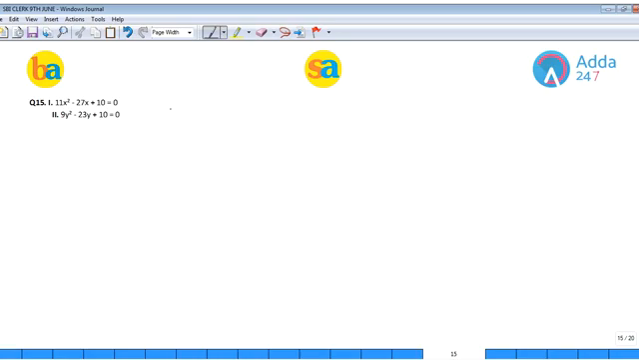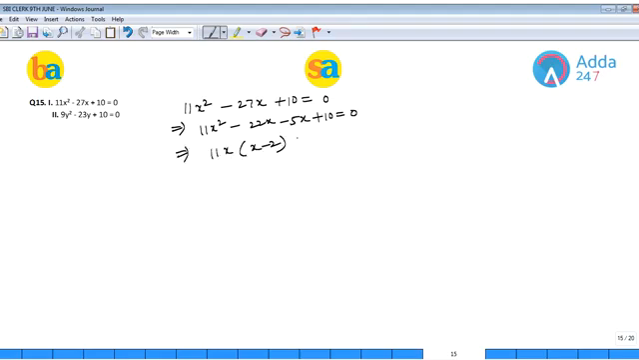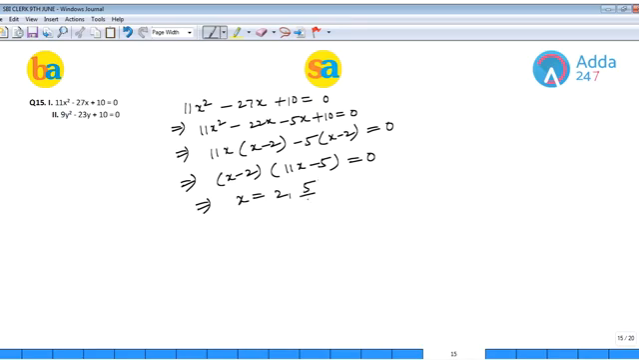Question number 15. The first equation is 11x square minus 27x plus 10 is equal to 0. This implies 11x square minus 22x minus 5x plus 10 is equal to 0. This implies 11x(x minus 2) minus 5(x minus 2) is equal to 0. This implies (x minus 2)(11x minus 5) is equal to 0. This implies x is equal to 2 comma 5 by 11.